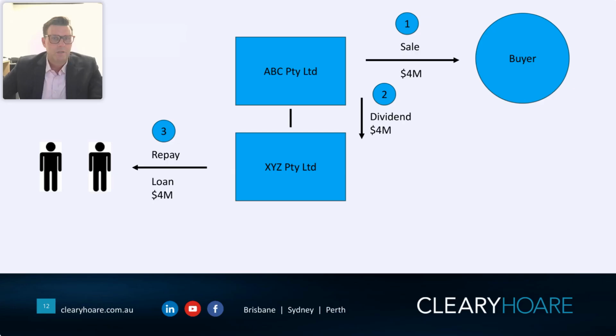If it's at $4 million and our cost base has been reset to $4 million, then clearly there is no tax to be paid at that stage. If it's more than $4 million, then we pay tax above $4 million. We could then move our $4 million down to XYZ, which could use those funds to repay our loan for our original transaction to mum and dad.